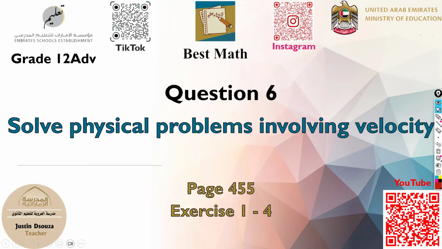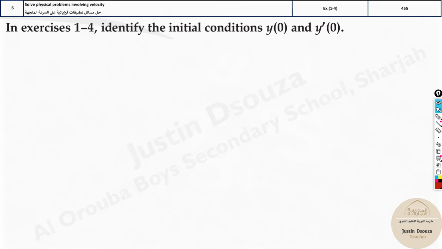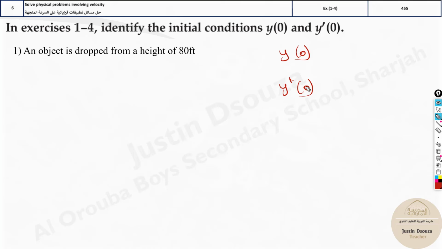Question 6 is to solve physical problems involving velocity. Here we have to determine the initial conditions. Now, a question is given: an object is dropped from a height of 80 feet. You can see the height is the initial condition, that is y of 0. That is the first basic thing, okay? y, the given function, it's y. When you derive this, you get its velocity. y dash is velocity. This is the initial velocity. If you double derive this, then you get the acceleration.